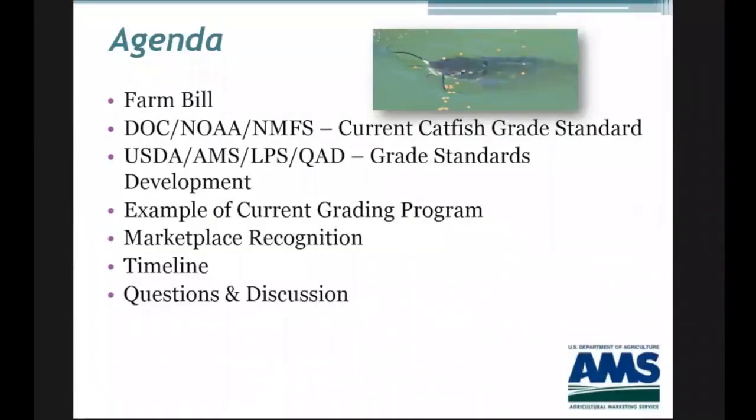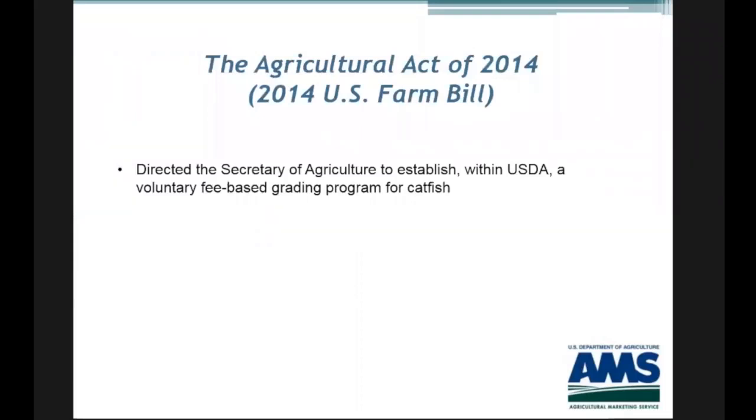I'm going to briefly talk about what AMS is doing on the catfish grading and grade standards project and highlight a few of the examples of what our program does on grade standards and the grading process. As you know, the recent Farm Bill directed USDA to establish a grading program for catfish, and you just heard about the inspection side of that. It's important to remember that this grading service that we are developing is a voluntary fee-for-service program.